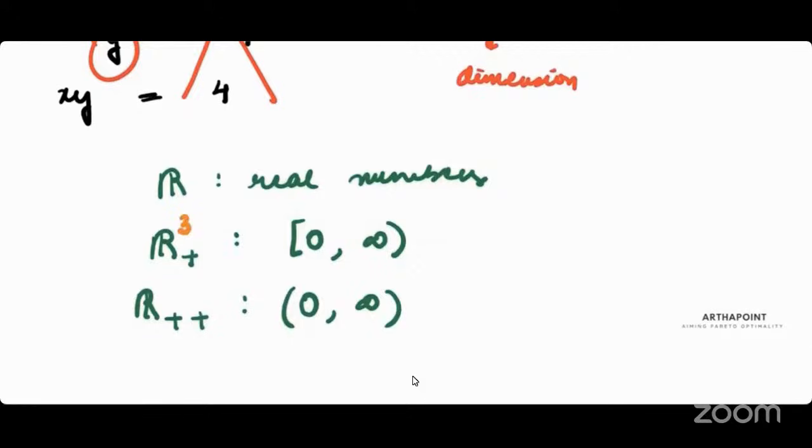Usually, in any question, they will mention to you that the consumption bundle belongs to Rn space or R2 space. There is nothing to worry about there. You just have to understand that this represents the number of commodities. Ideally in maths, this represents the dimensions. But here, this represents the number of commodities.